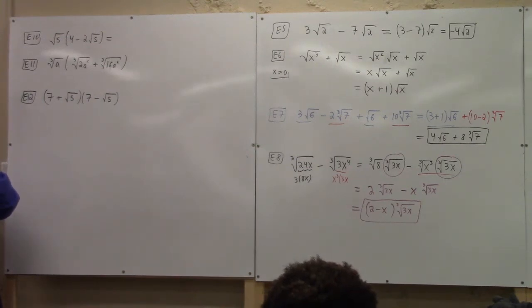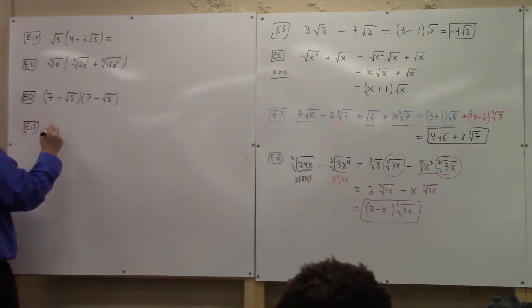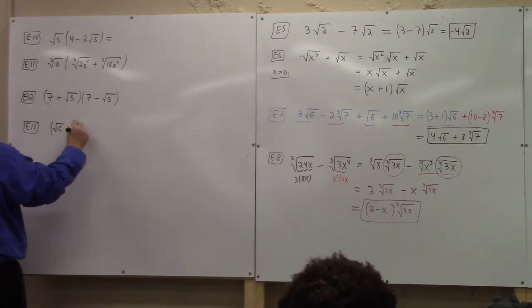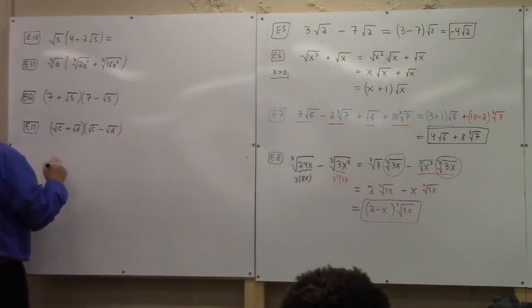And let's see here. Example 13, go symbolic again. Square root of c plus the square root of d times the square root of c minus the square root of d. We'll see what happens there.